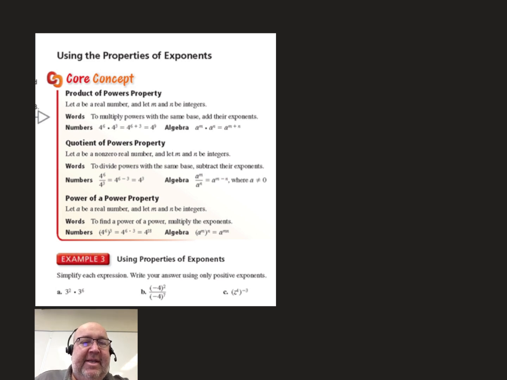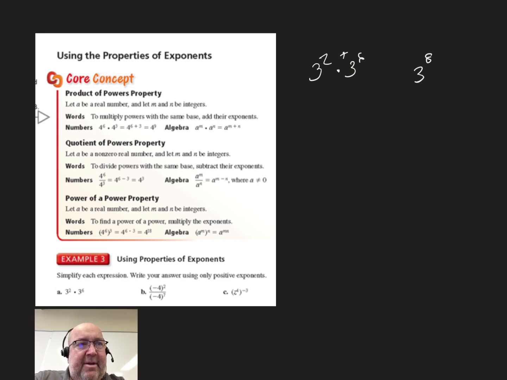So looking at example 3a, we have 3 squared times 3 to the 6th power. So we're going to add the 2 and the 6, and we're going to leave the base the same, and that's going to be 3 to the 8th power.